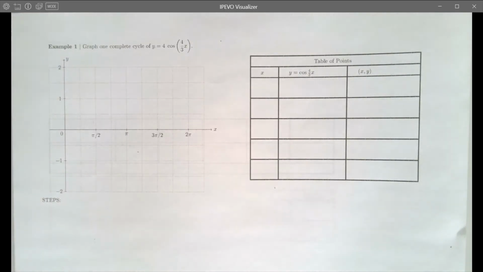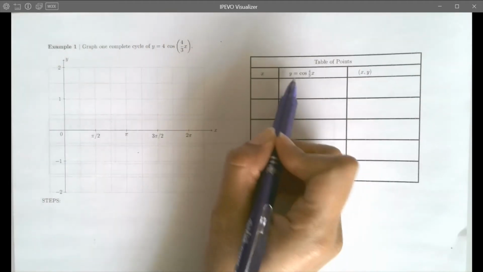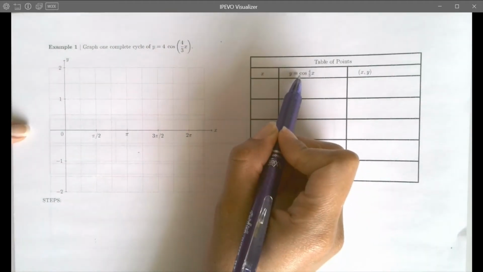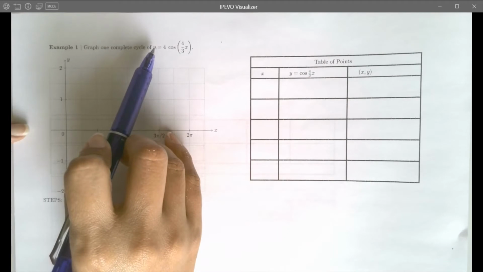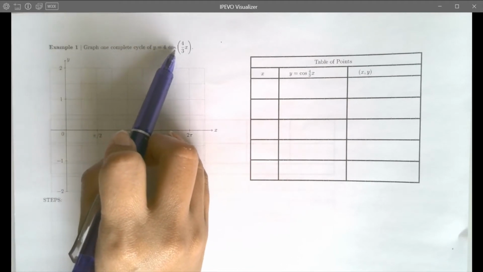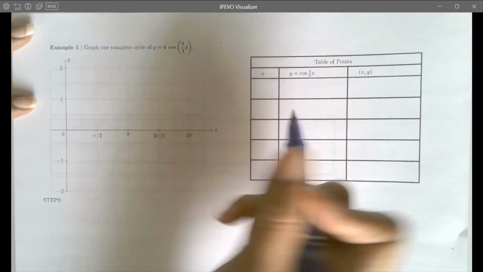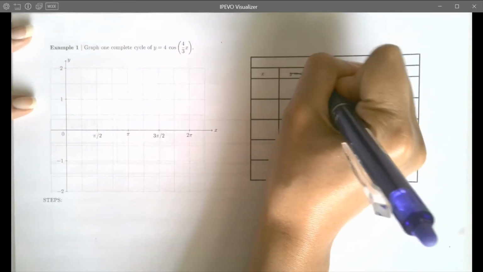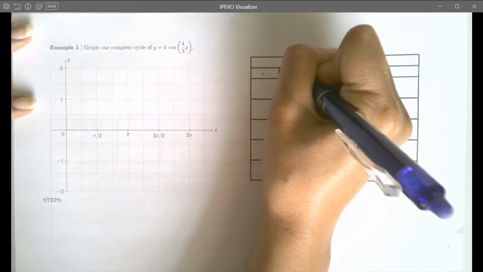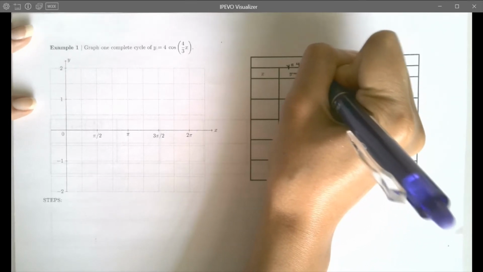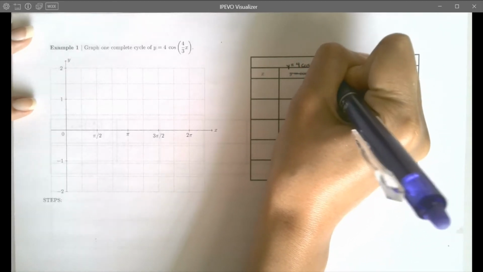Okay, so before I even begin, I just want to alert you to the typo. On the table here, there is a 4 missing. We're going to be graphing y equals 4 times cosine of 4/3 x, but there is no 4 there. So please make sure that you replace this with y equals 4 times cosine of 4/3 x.